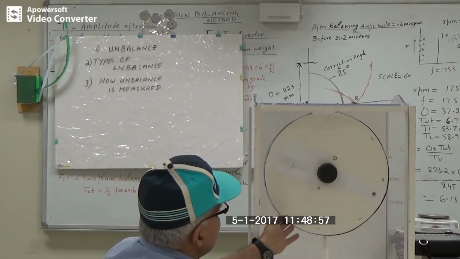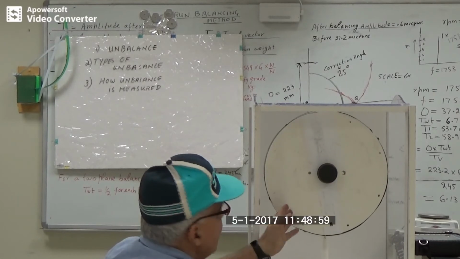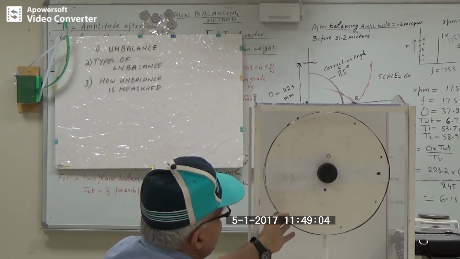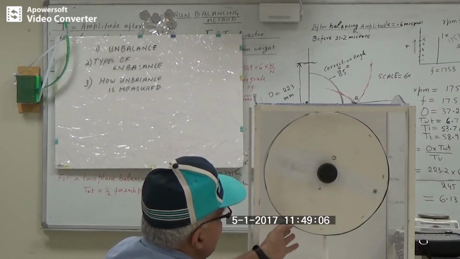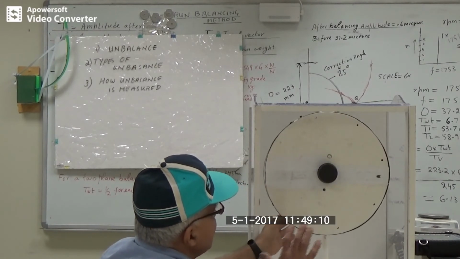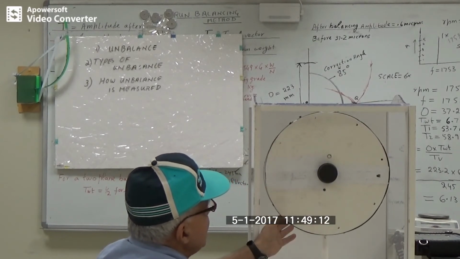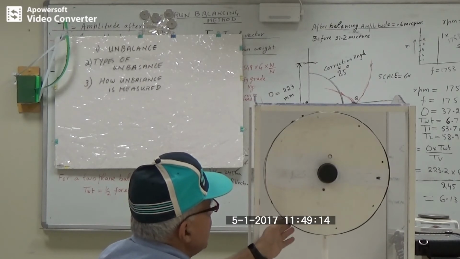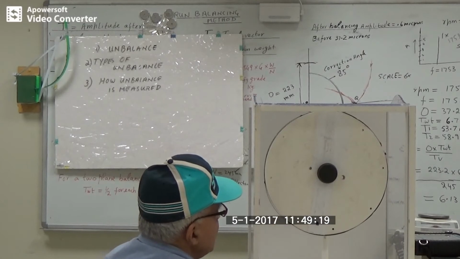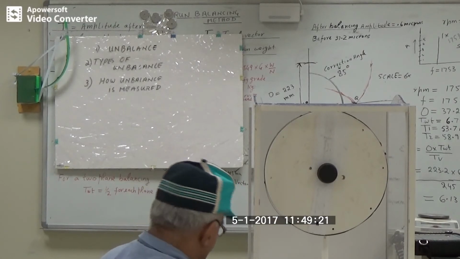and you just fix it in the shaft in the bearing, and the heavy side will come down. Just change its position. If it will stay like this, it means it is balanced. But if it is not staying like this, it is coming down, then it means it is unbalanced.